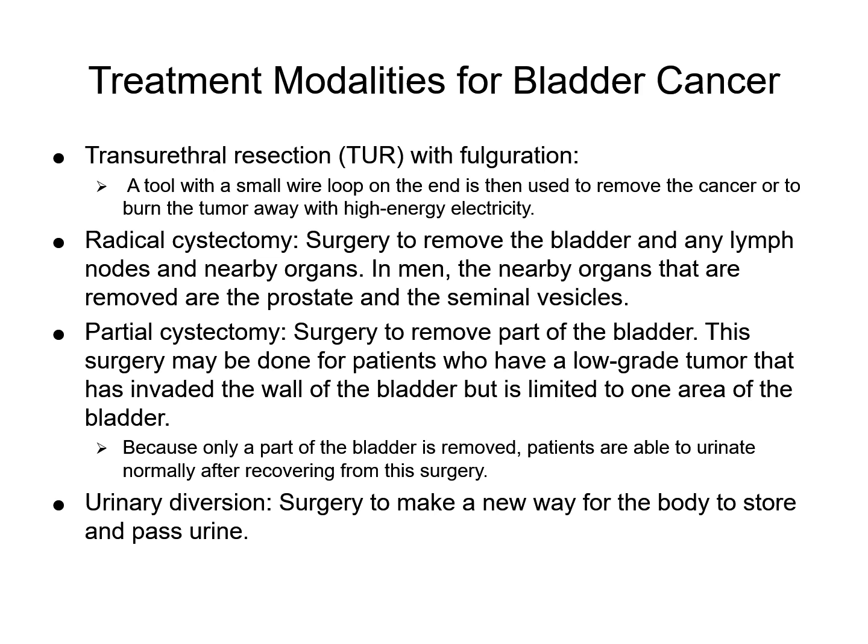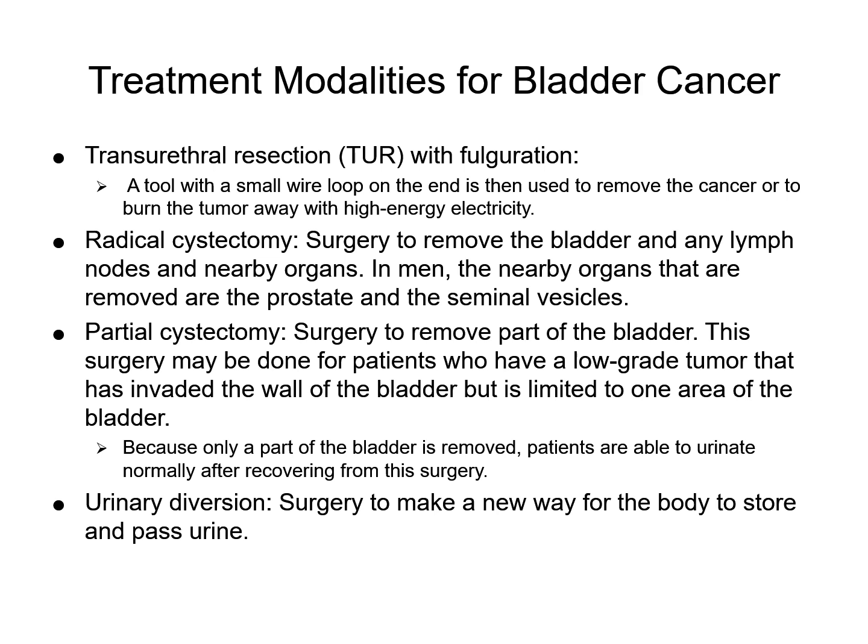If they have a partial cystectomy, they remove part of the bladder, and this may be done for patients who have a low-grade tumor that has invaded the wall of the bladder, but it hasn't gone anywhere else. Because only a part of the bladder is removed, patients are able to urinate normally after recovering from this type of surgery.